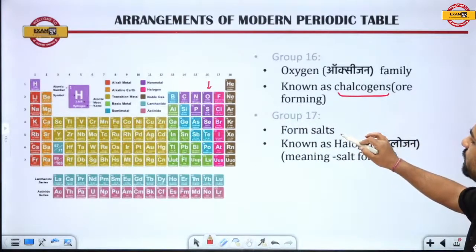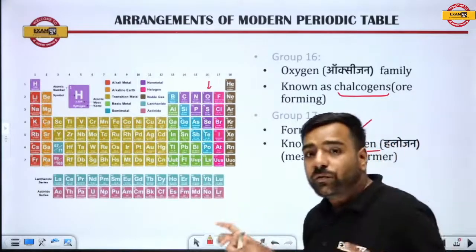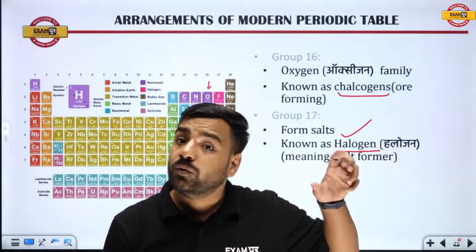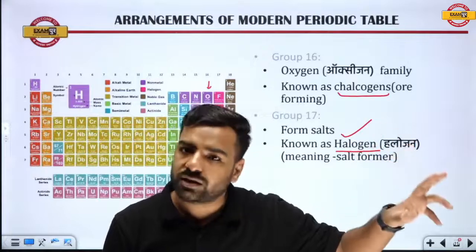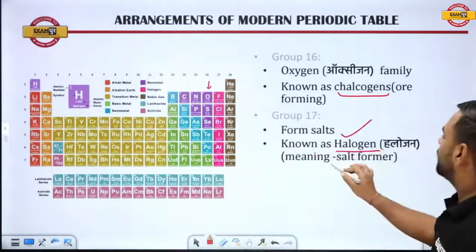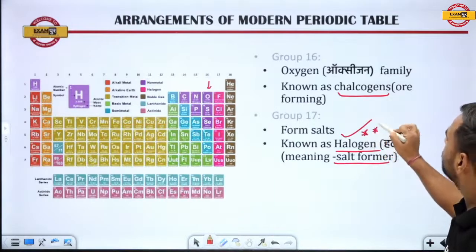Then talking about group 17, they form salts, where we'll say that they are halogens. In the examination it is asked which particular group is known as halogens. So please remember the group, which one? The 17th group is halogens. Why? Because they are salt forming. That's why they are known as halogens. And this one is very important. Please remember that.